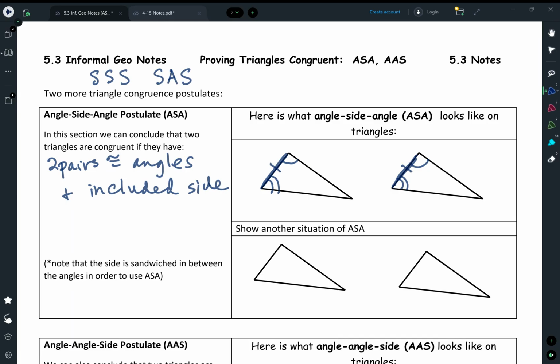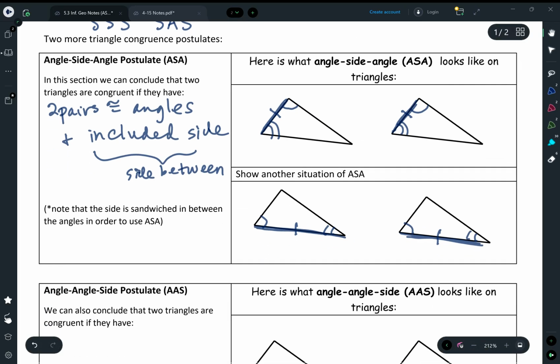Another way I could draw that out, I could use this angle here. So the angles are kind of along the base, what looks like the base of the triangle. And then this side would be connecting those angles, and so would this side. So those would have to be the ones that are congruent. So it is the included side, it's the side that's between, and it's touching both of those angles.